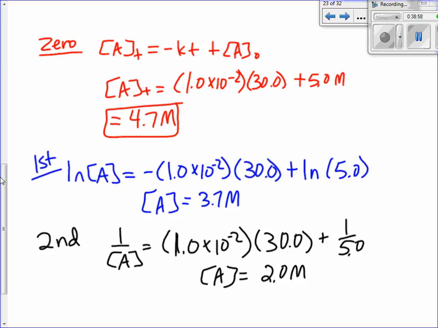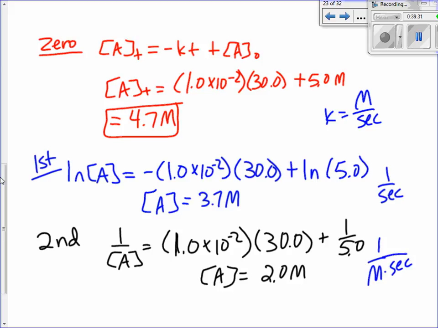Now, one thing to note is the K units. Obviously, here the K units would have been 1 over seconds, I think it was, in that problem. No, sorry, for 0 order, it actually would have been M over seconds, okay? And for first order, it's just 1 over the seconds, and for second order it would be 1 over M times seconds.